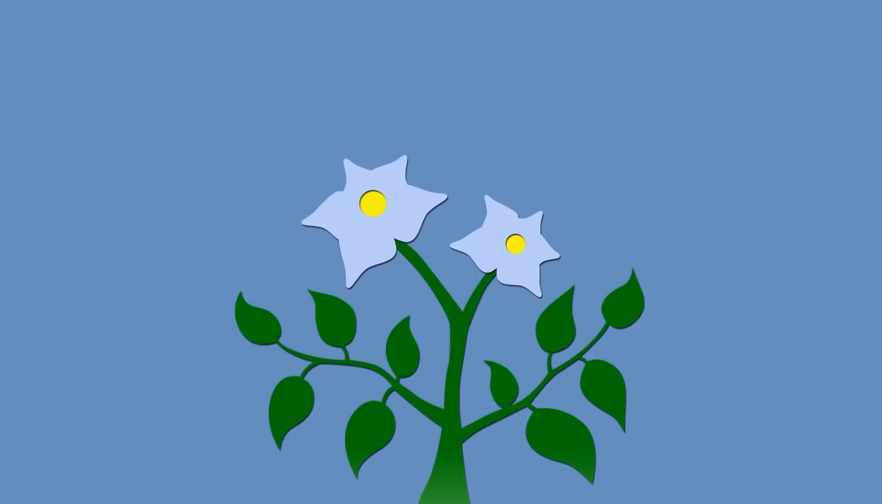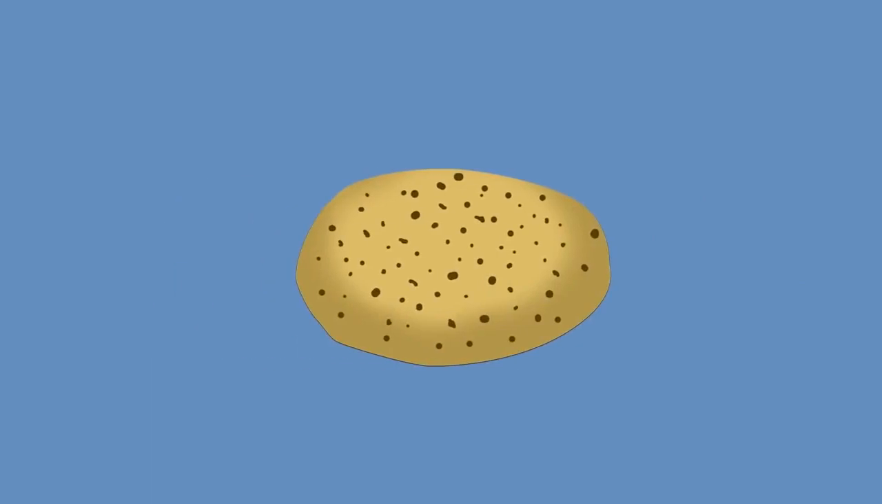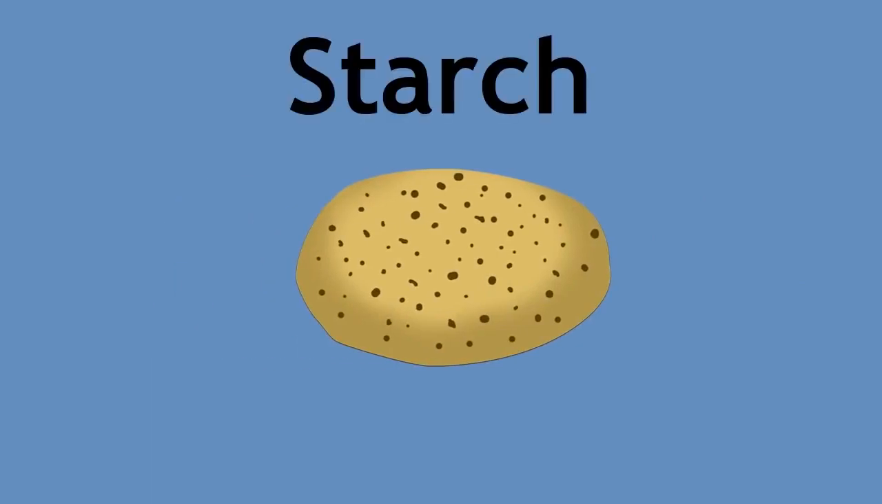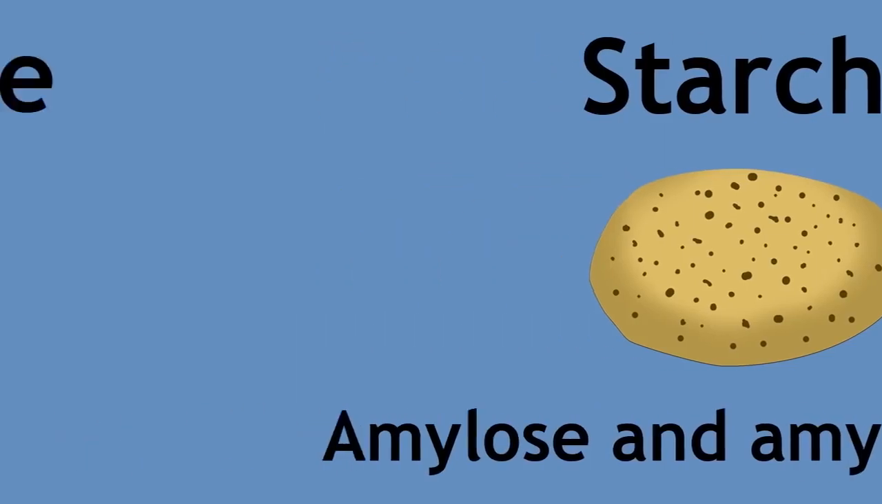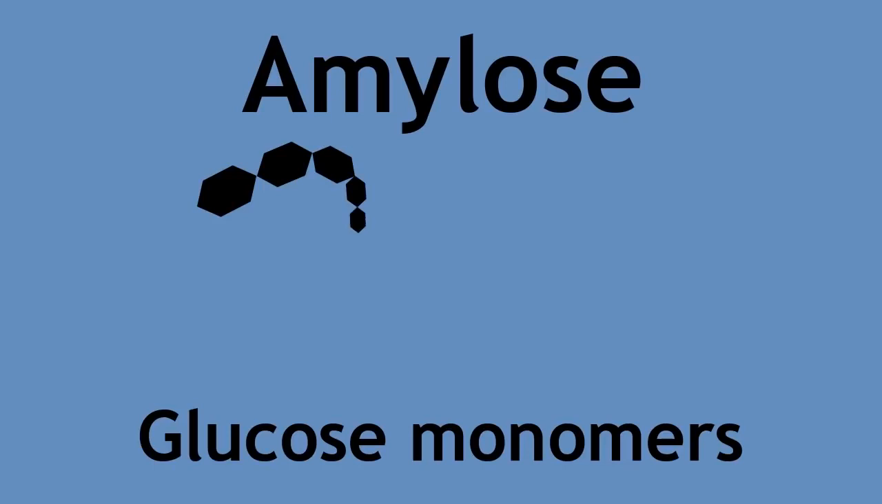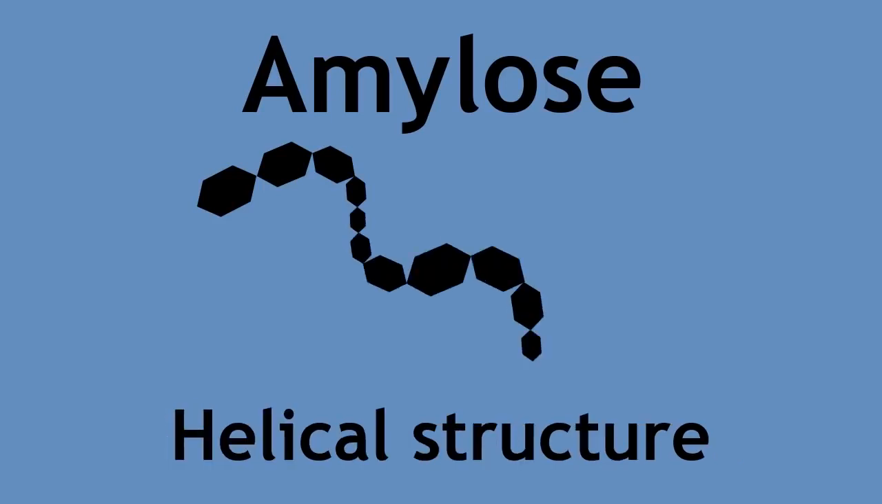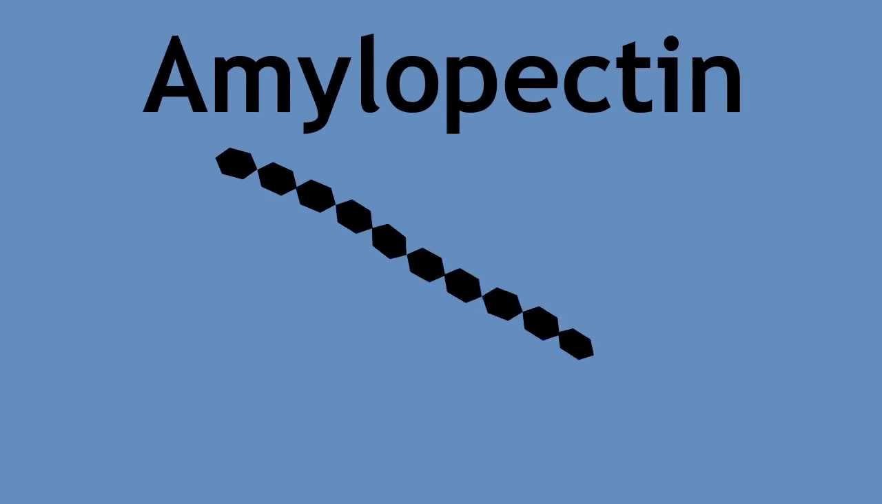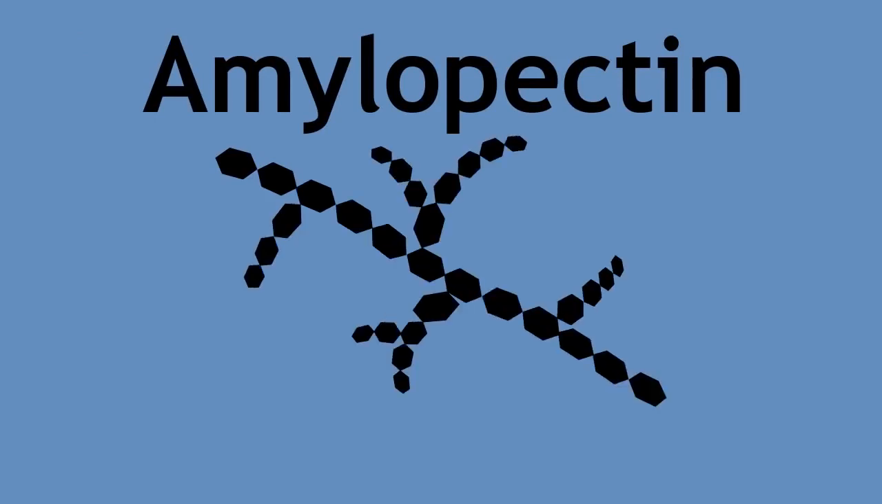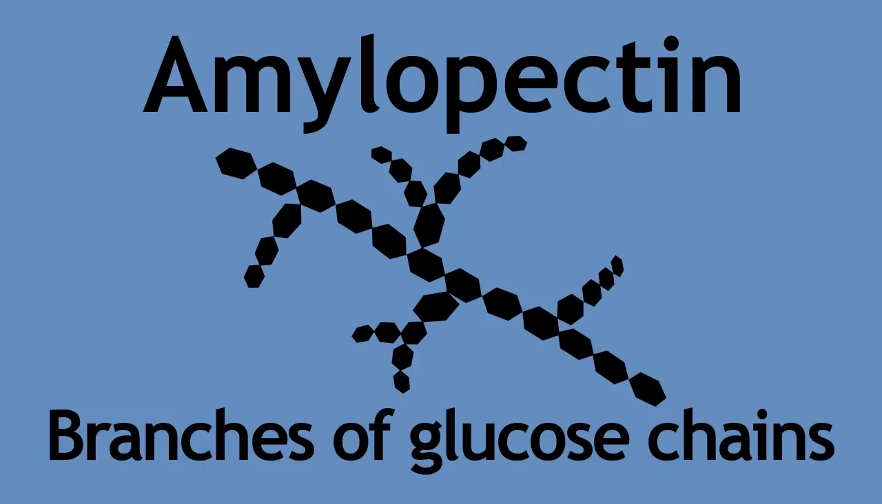Let's now look at the potato itself. It is very starchy. Starch is actually a combination of amylose and amylopectin. Amylose is also made of glucose monomers and has a helical structure. Amylopectin, on the other hand, is like amylose, but has branches of glucose chains.